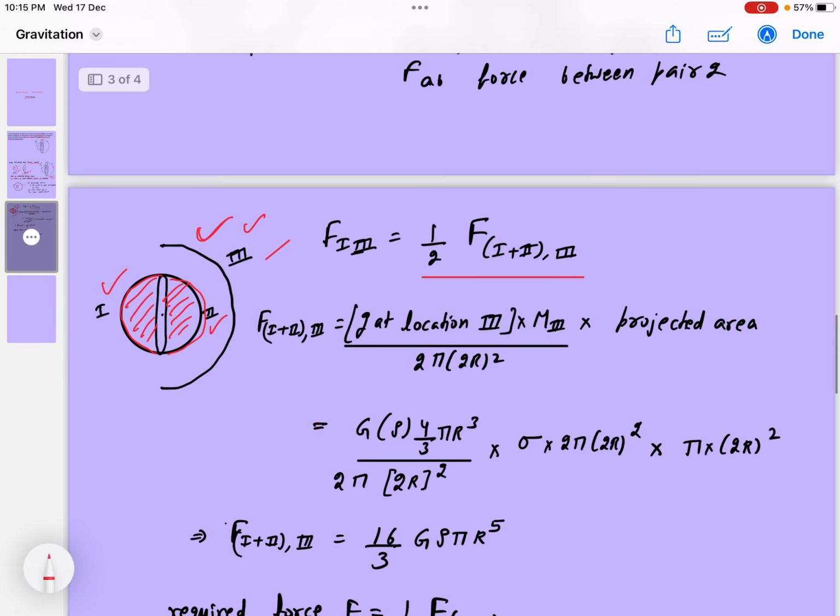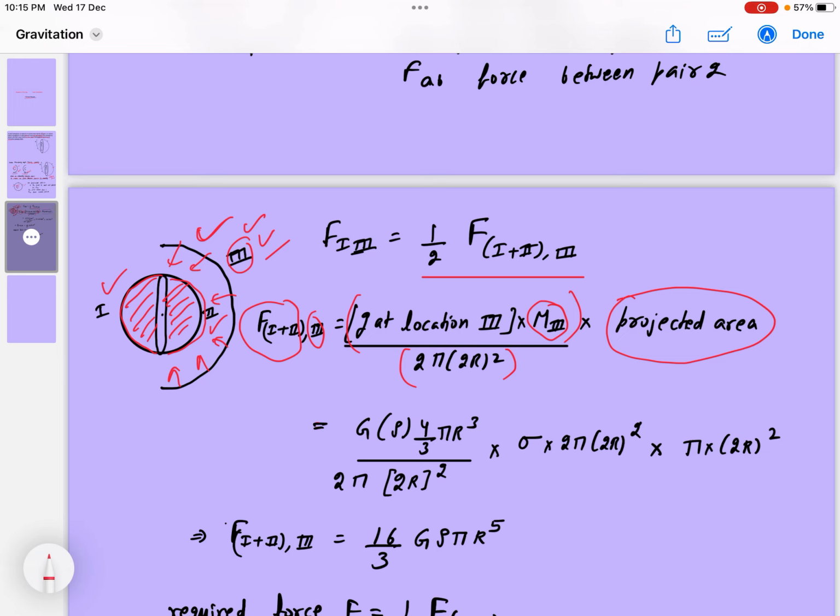Right? So the force between 1 plus 2 and 3 is G at the location of 3 multiplied by the mass of 3. That is the force, and that is the scalar sum of the forces, right? That is the force basically in the radial direction. This force divided by the total area is the pressure. So that is the pressure acting on shell 3.